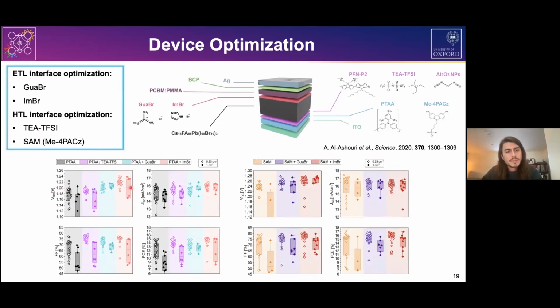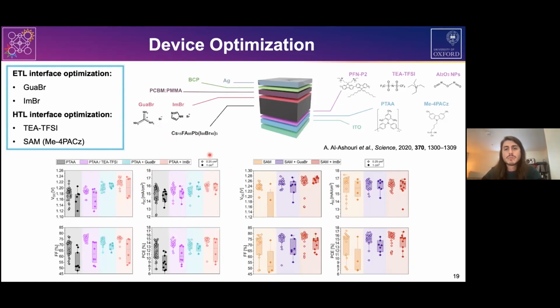The first thing we observe is that treating the PTAA with this ionic layer, the TEA-TFSI, mostly improves the JSC and the fill factor of our devices, of course also pushing up the PCE. Whereas treating the top interface with guanidinium bromide or imidazolium bromide mostly pushes up the VOC, reaching quite nice VOCs and resulting efficiencies. Then we tried to combine the optimization at the bottom interface and at the top interface. But unfortunately, in this case with PTAA, we didn't have successful results.